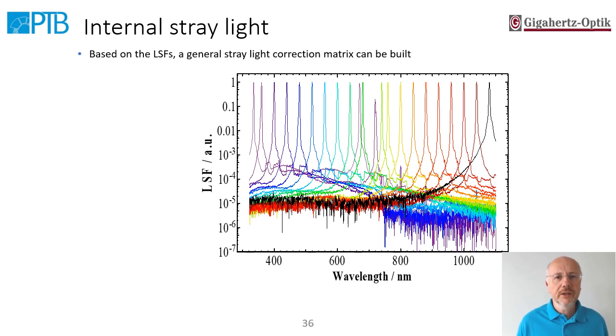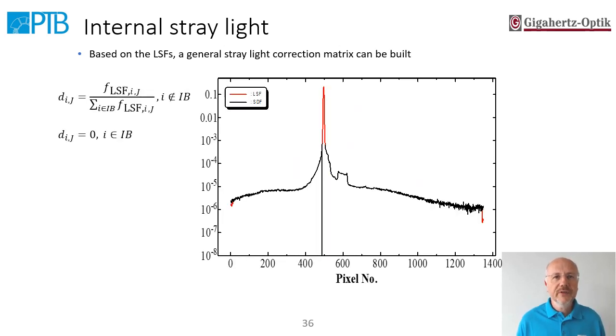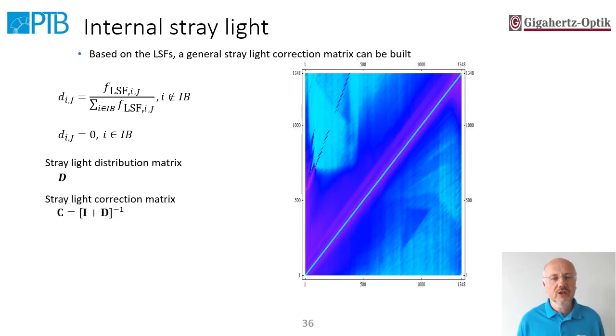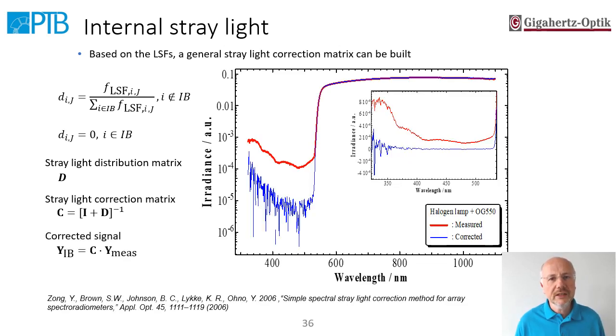If you have measured a lot of line spread functions, you can correct for internal stray light by producing a stray light correction matrix. So you have this line spread function at a certain pixel, and you have the stray light distribution function at other pixels. You can put them all together in a stray light distribution matrix, and together with the unity matrix you invert it and you get the stray light correction matrix. This stray light correction matrix is then multiplied to the vector of your signal, to the spectral measurement. And as you can see, you can get a significant correction, especially in the UV spectral range.